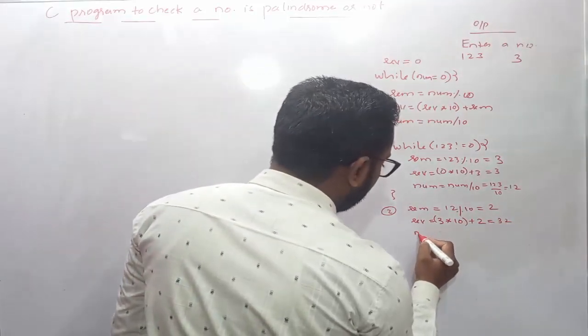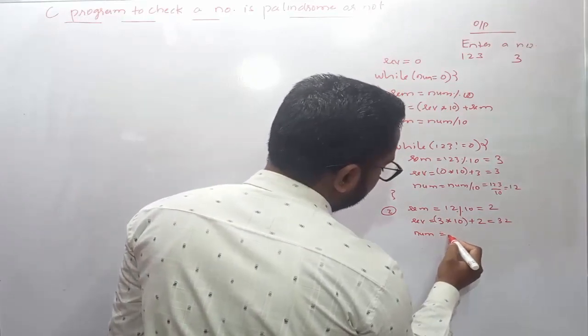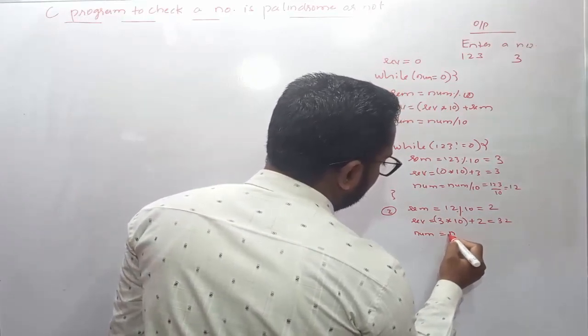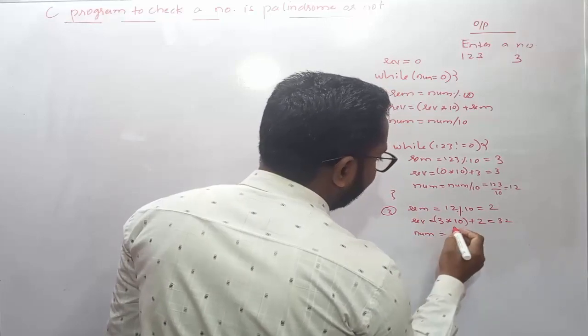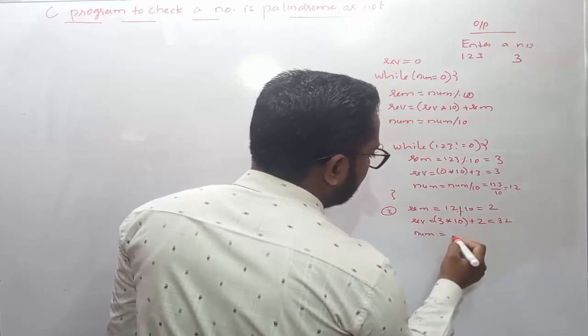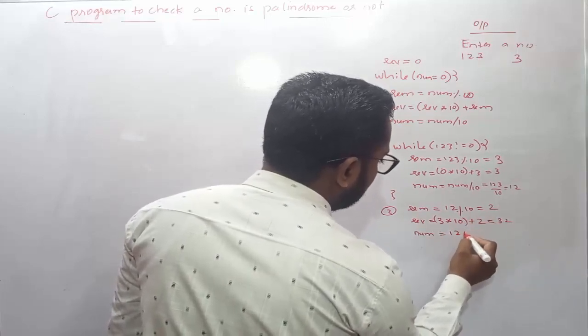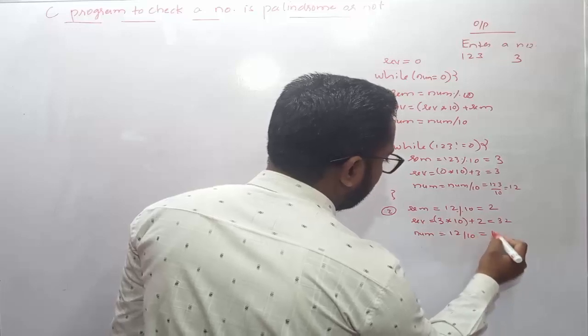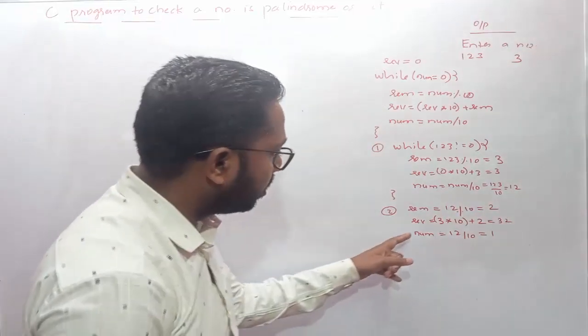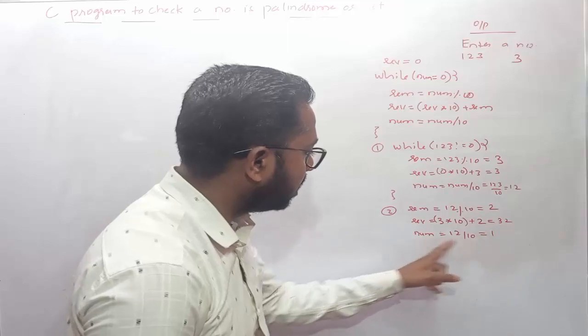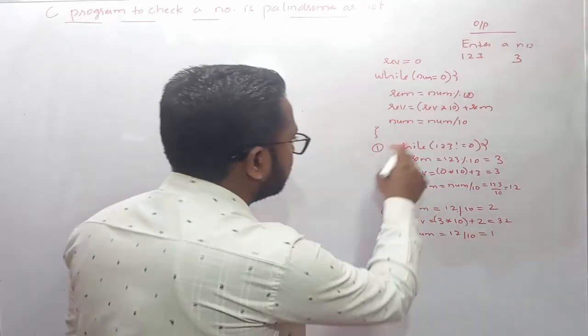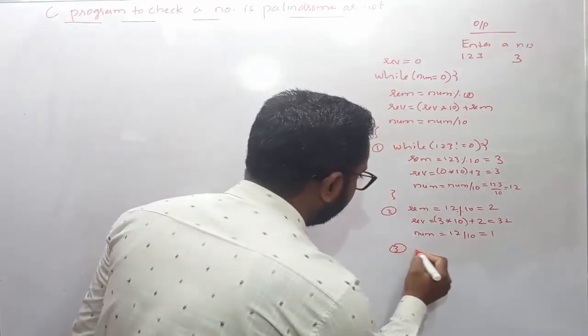Then num is equals to num by 10. What is the value of num? Num is 12 by 10 and we will get 1. After second iteration, we have got reverse value as 32 and num is 1. Again this num gets passed to this while.